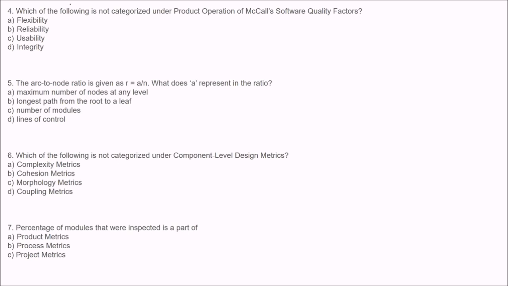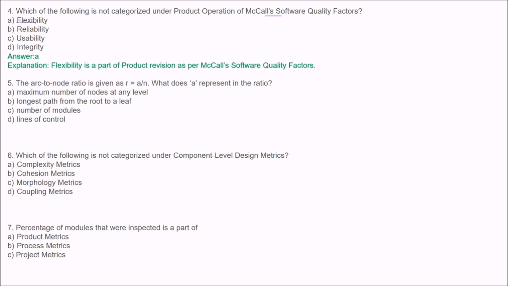The next is, which of the following is not categorized under product operation of McGraw-Hill's software quality factors? Flexibility, reliability, usability, and integrity. The answer is A. Flexibility, because flexibility is a part of product revision as per McGraw-Hill's software quality factors. So flexibility is not characterized under product operation.